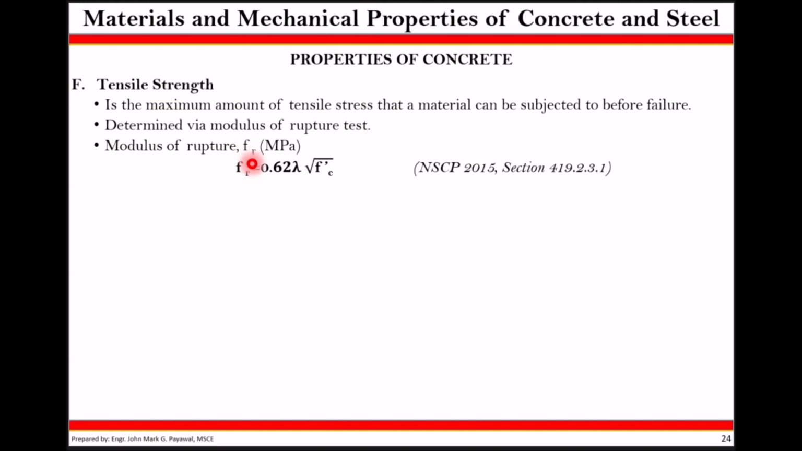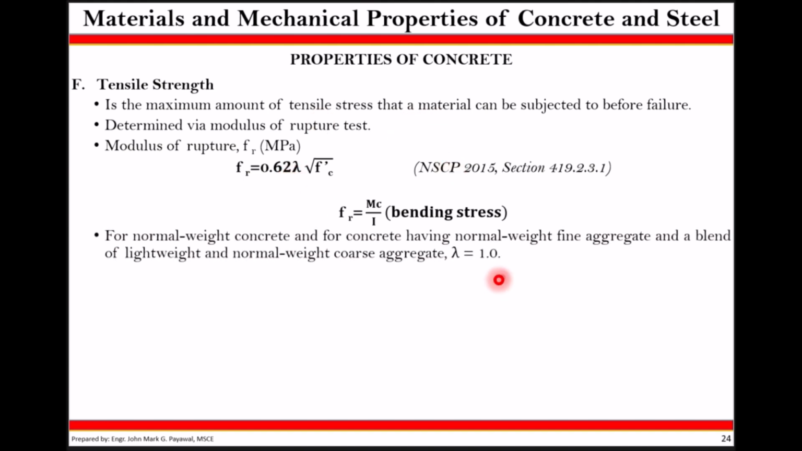Here, fr also means stress, in terms of modulus of rupture. But it can also be related to your bending stress, which is Mc over I. So you can relate Mc over I and equate that to 0.62 lambda square root of Fc prime. But what is lambda? For normal weight concrete, it is equal to 1.0. Also for lightweight. For modification factors, aside from 1.0, you can check 419.2.4.2 of the NSCP.